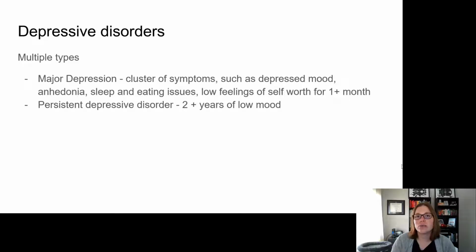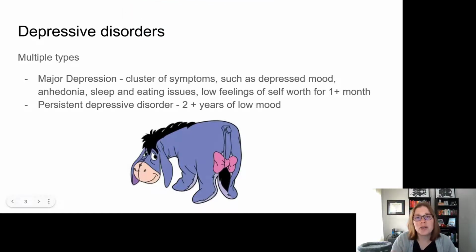A second type that we're going to cover is persistent depressive disorder. We'll go into this a little more in depth in our class, but basically it's two or more years of low mood. It sometimes doesn't get all the way down to the level of depression as major depression does. In fact, it's not supposed to. It's kind of like this guy here, Eeyore. Eeyore always has this low self-worth, low mood, isn't depressed to the point where Eeyore can't go on adventures with Winnie the Pooh, but at the same time, it's always really negative about themselves.